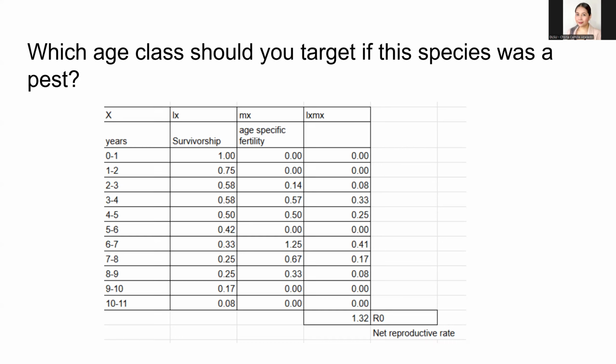Okay? So some of the ways to do pest control could be to introduce predators or parasites to target individuals before they become highly reproductive. We can also disrupt breeding conditions to prevent individuals from reaching reproductive age, or we can use chemical or physical control and then focus on age groups just before or during peak reproduction to maximize impact on population growth.